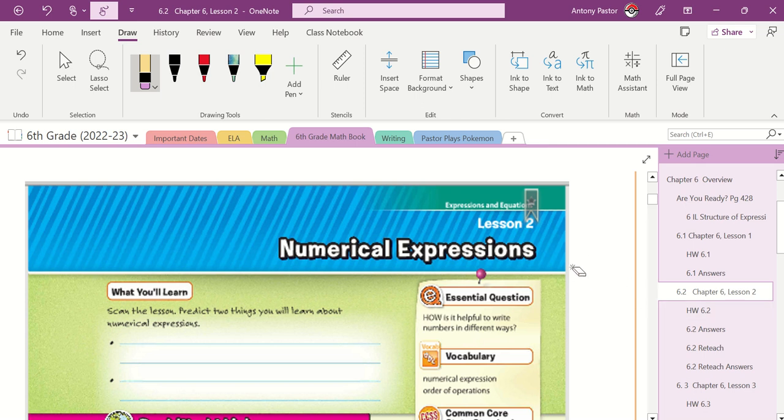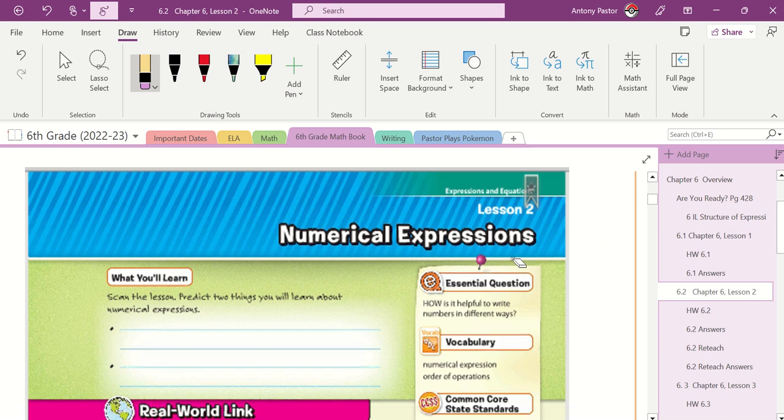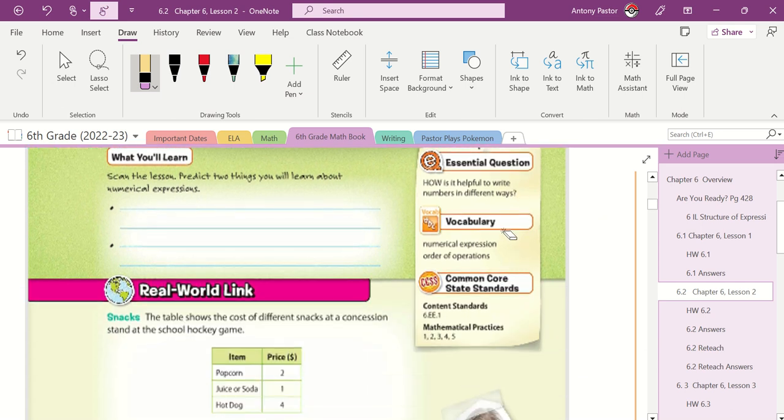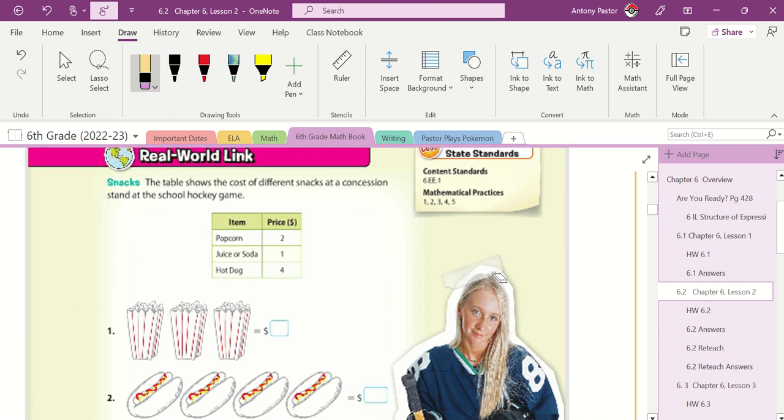Today we're doing 6th grade math, chapter 6, lesson 2. We're going to be talking about numerical expressions today. Our vocabulary is going to include numerical expression and order of operations. Let's start off with our real-world link.